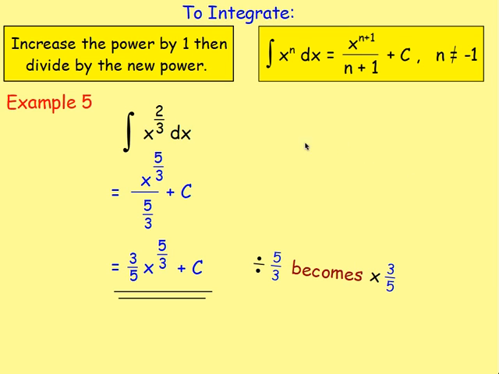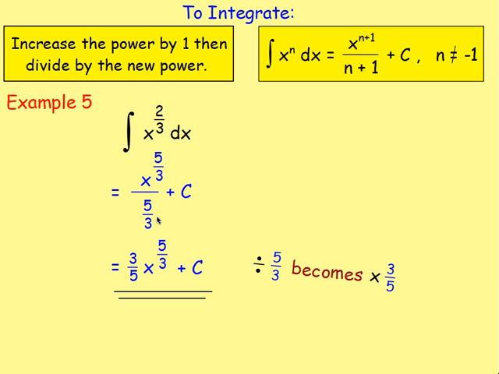Exact same if you have fractional indices. You want to add 1 to the power. So if you end up with x to the power of 2 over 3, a quick way of adding 1 to the power is to do the top add the bottom. So if you do 2 add 3, you get 5, so it becomes 5/3. Divide by 5/3, and remember when you divide by a fraction, you can flip it upside down and then multiply by that.